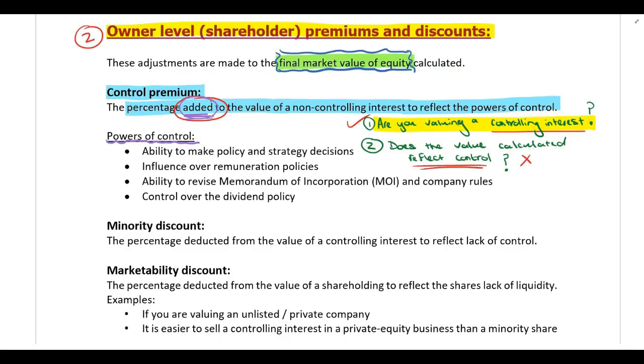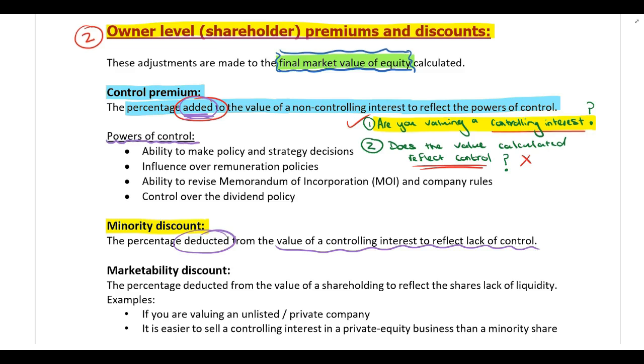Then the next owner level or shareholder premium or discount that we need to discuss is the minority discount. And this is a percentage that is deducted from the value of a controlling interest to reflect lack of control. Now, obviously, you can't have both a control premium and a minority discount in a question. You either have one or the other. Either you're valuing a controlling interest or you're not valuing a controlling interest, okay?